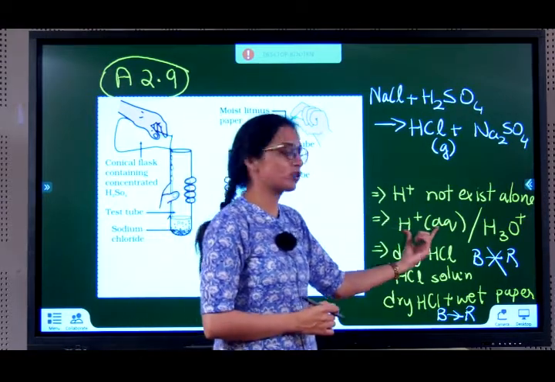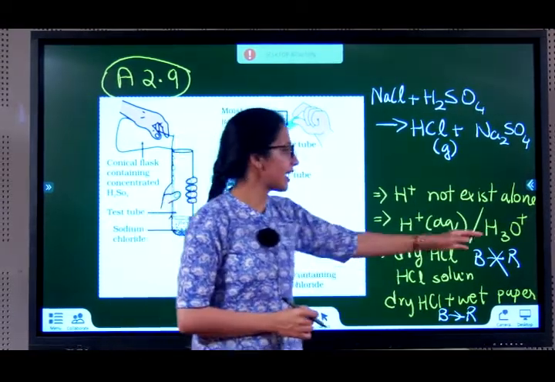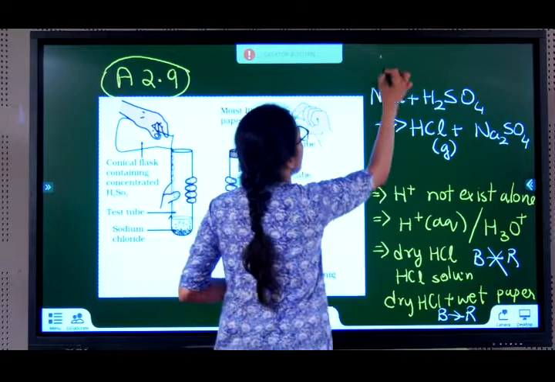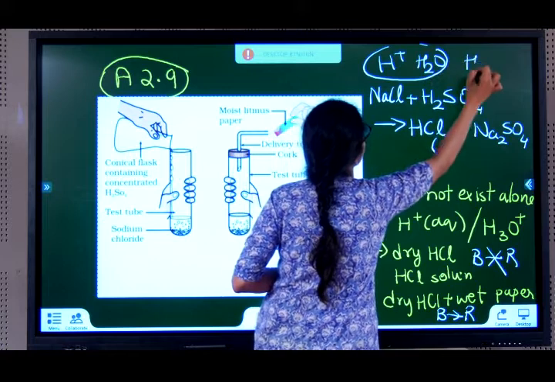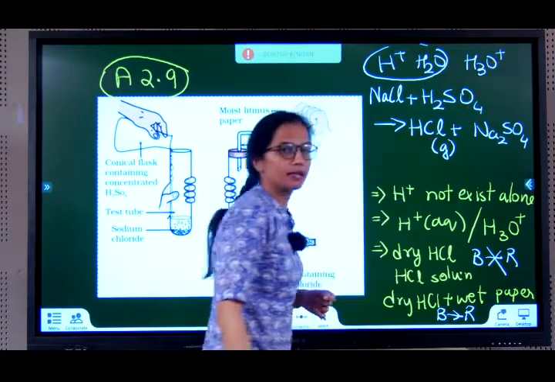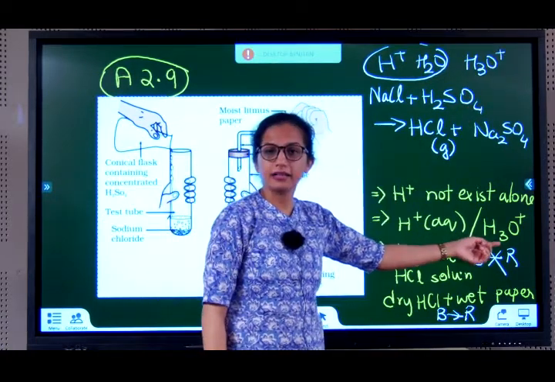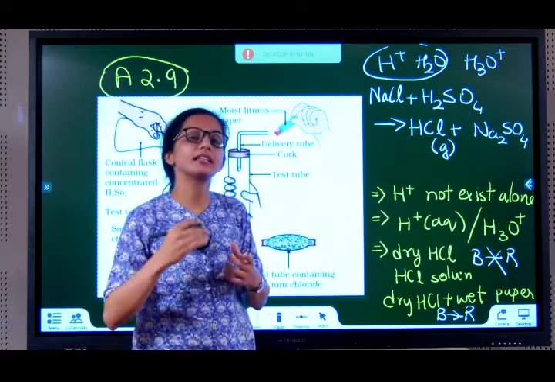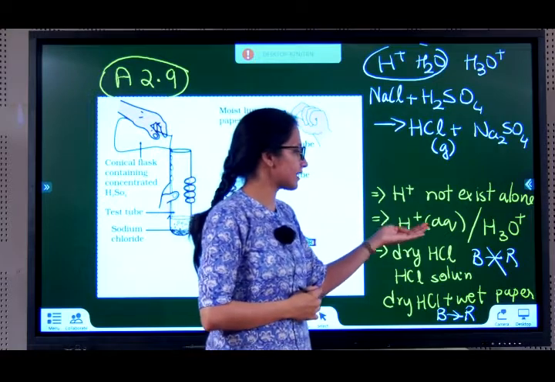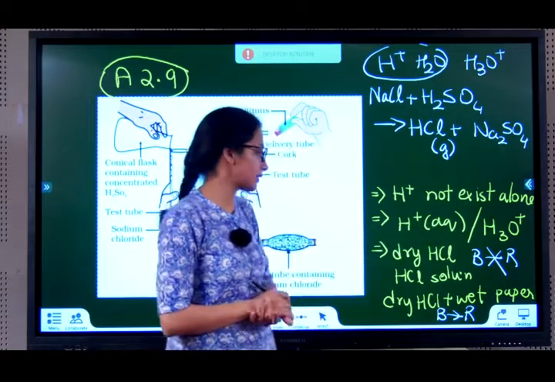This H plus aqueous can also be represented as H3O plus. How? H plus and H2O. Put them all together, it will give you H3O with a plus sign. So that's how this H3O plus comes. So H plus ions cannot exist alone. They exist in the combined state with water as H plus aqueous or H3O plus.